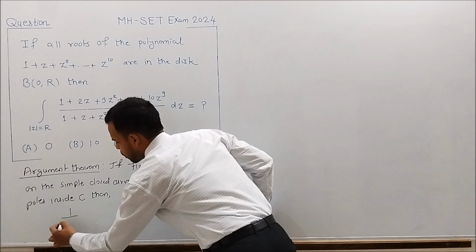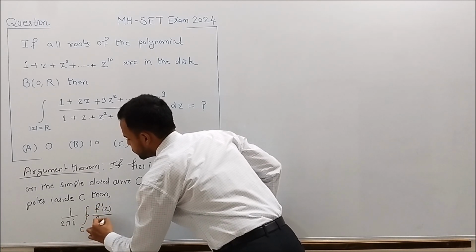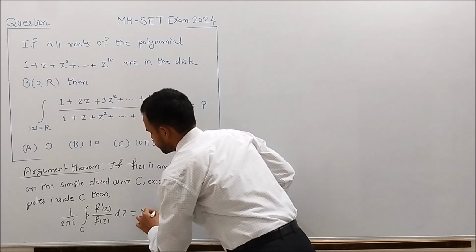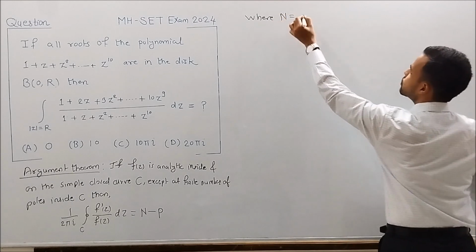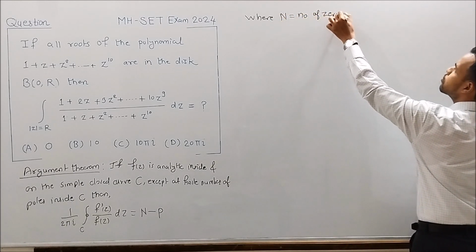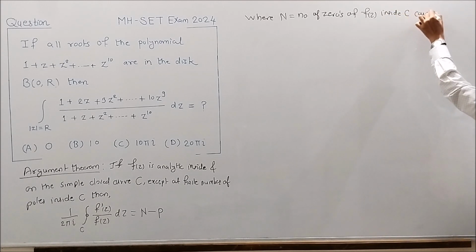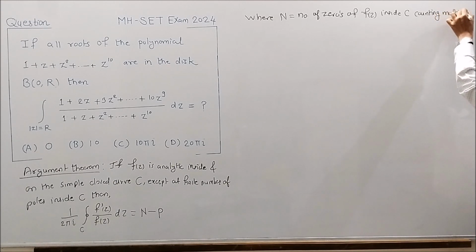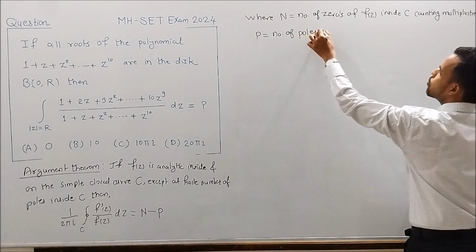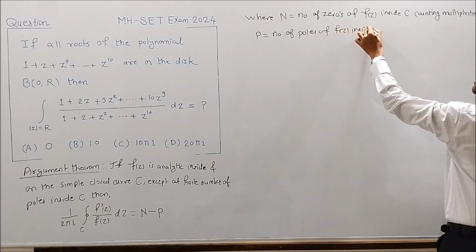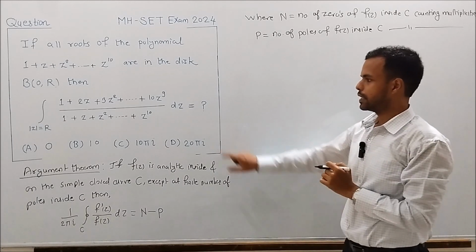the value of the integral 1 upon 2 pi i, integral along the curve C, f dash of z upon f of z dz, is equal to n minus p, where n is equal to the number of zeros of f of z inside C counting multiplicities, and p is equal to the number of poles of f of z inside C counting multiplicities. So this is the theorem, and we will use this theorem to solve this question.